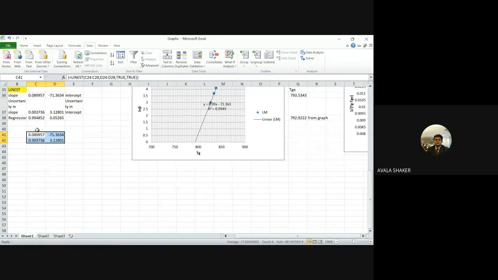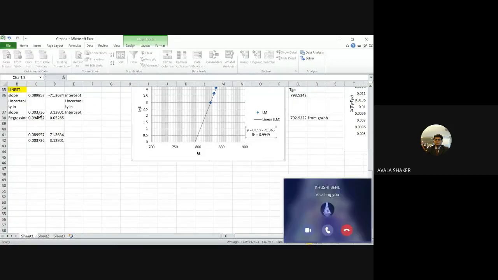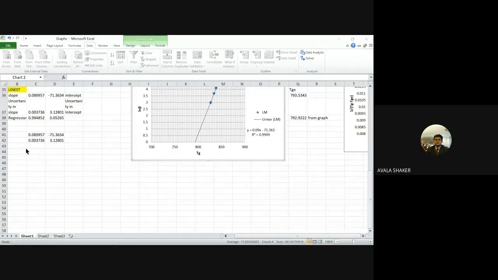So this first thing is nothing but the slope, as we can see from, which was this graph? Yeah. So the slope is 0.89957. Here it is rounded off. This is the intercept, the y-intercept. This is the uncertainty in slope. And this is the uncertainty in the intercept.